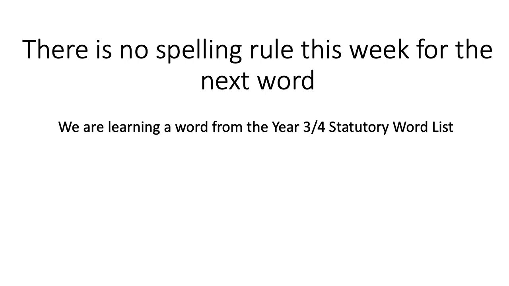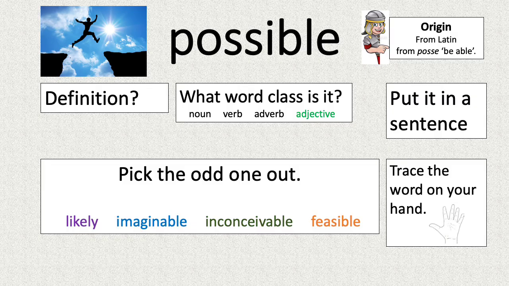Right, we don't have a spelling rule for the next word. It's just one of those words that we have to learn to spell from the national curriculum for year 3 and 4. And that word is possible. Okay, let's think about what possible means, what the word class is. Let's put it in a sentence, pick the odd one out and trace the word on your hand. So pause the video and give yourself a few minutes to look at all of those features of this word and then join me on the next slide.